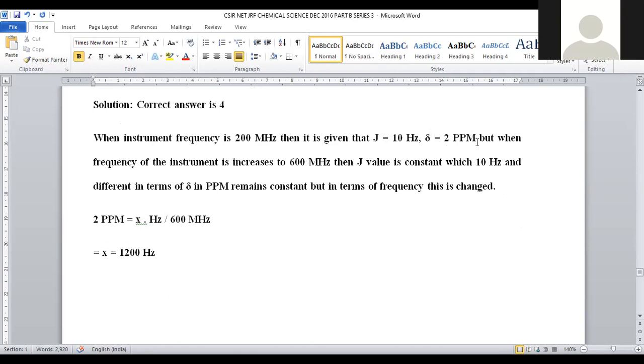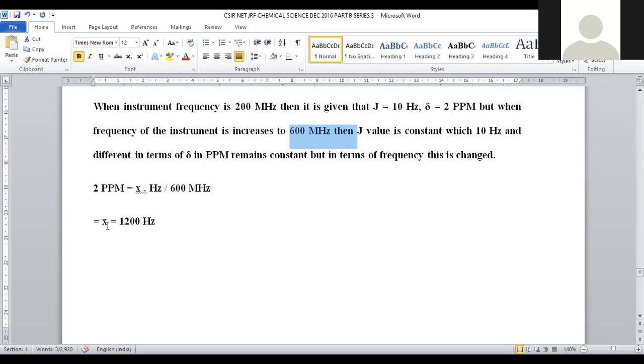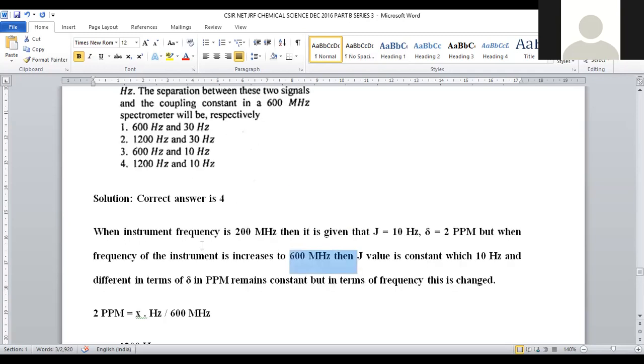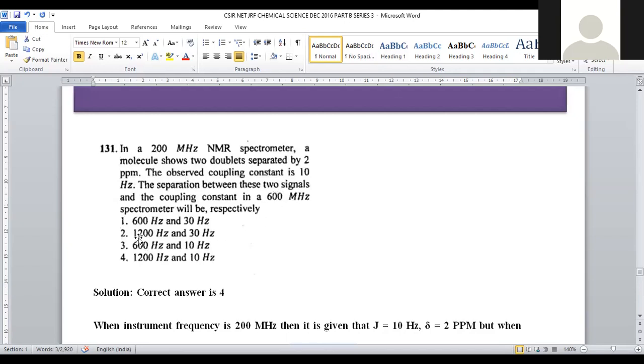Here the delta value is provided in the problem, that is 2 ppm, and X we need to find out from the frequency at which the instrument is operated. 600 megahertz frequency is operated. So if we substitute all these, X comes to the other side: 600 into 2 becomes 1200 hertz. So the separation between the two signals is 1200 hertz, and J remains constant for 200 as well as 600 megahertz. That is the reason the J value will be 10 hertz only. For question number 131, option number 4 is the correct answer.